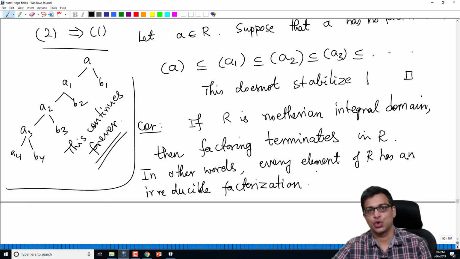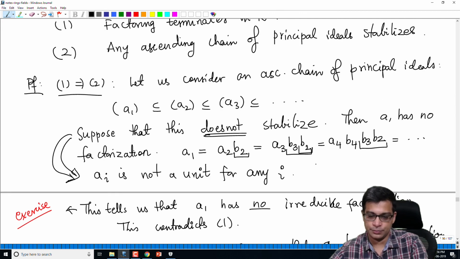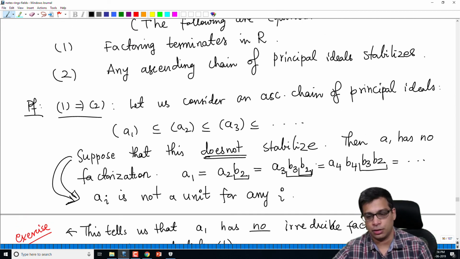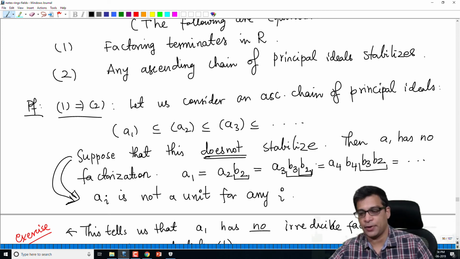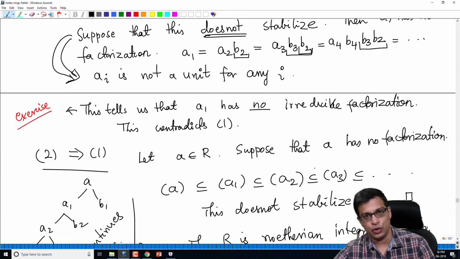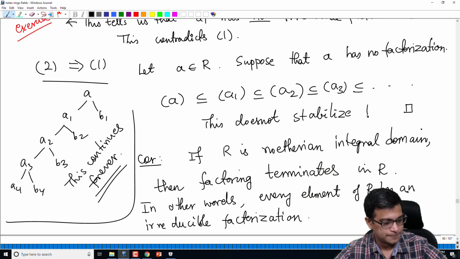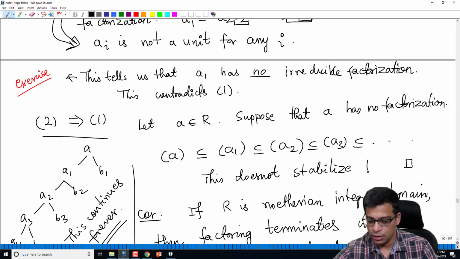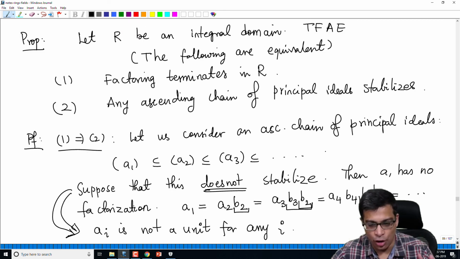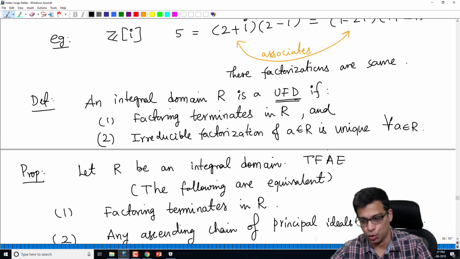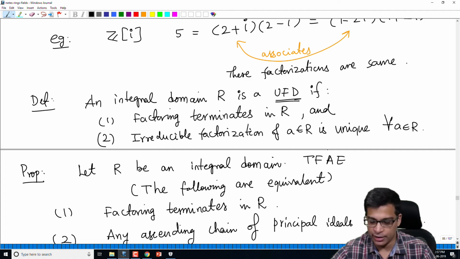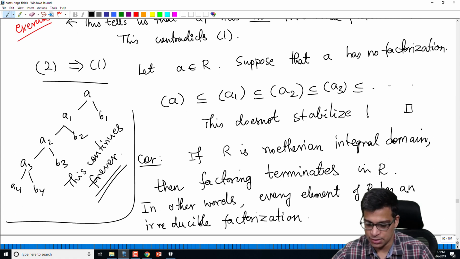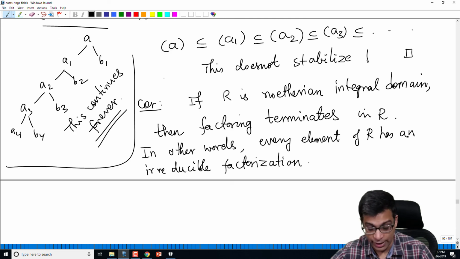So Noetherianness is too strong a property, because in Noetherian rings every ascending chain of ideals stabilizes, whereas for factoring to terminate we only need that every ascending chain of principal ideals stabilizes. But still, if you have a Noetherian ring, we can be sure that factorization terminates, and hence every element has an irreducible factorization. It is not going to imply that irreducible factorization is unique, but at least you are guaranteed that factorization terminates, so that every element has a factorization.